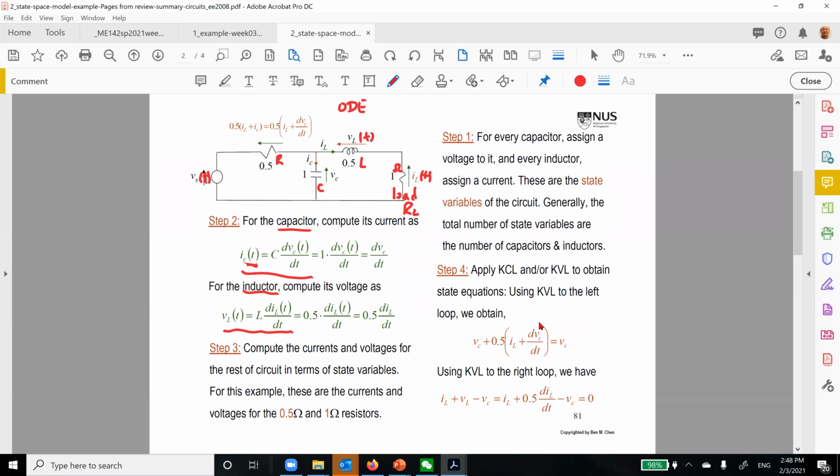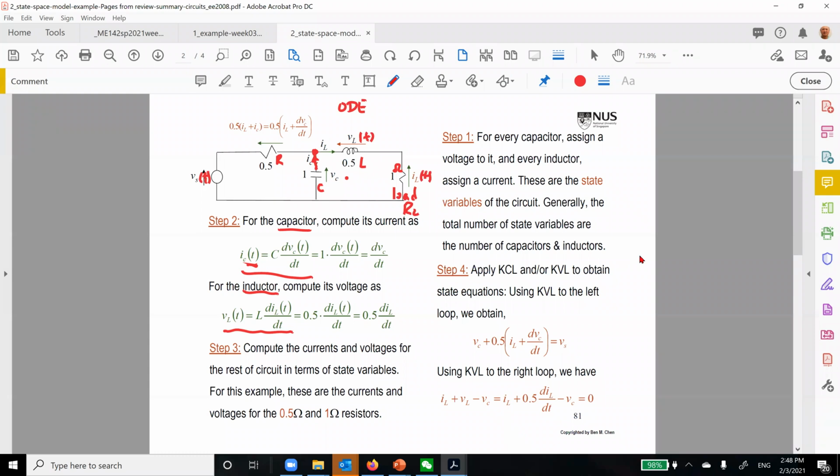According to what we have here, if something goes in, that is positive, so this one should also go in. This goes into this node. At this node, I know from KCL that the current in here should be this plus this. So that's why we have this one.